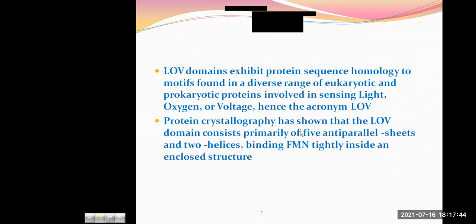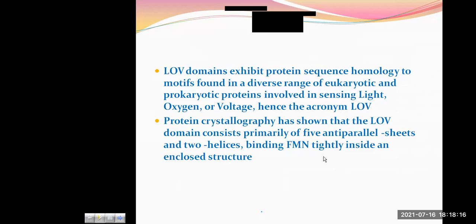And this technique, protein crystallography, has shown that the LOV domain consists primarily of 5 antiparallel sheets and 2 helices. And these 5 antiparallel sheets and 2 helices bind to FMN. This FMN, that is flavin mononucleotide, is the actual site for absorption of blue light, and it has an enclosed structure.